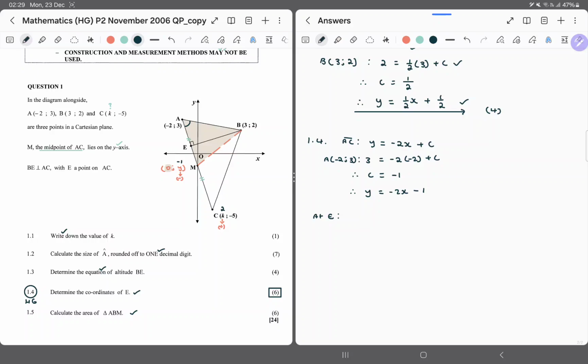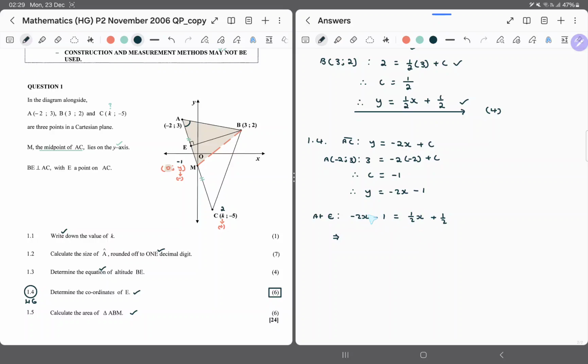Okay, let's think. We don't even have to say a lot, guys. We just equate these two. So we know that minus 2x plus c is equal to one half of x plus a half. Easy. This is what we need to do. This is the point of intersection. We don't need to explain things. I don't know what I'm doing here. I really don't know what I'm trying to do. This is what I'm trying to do.